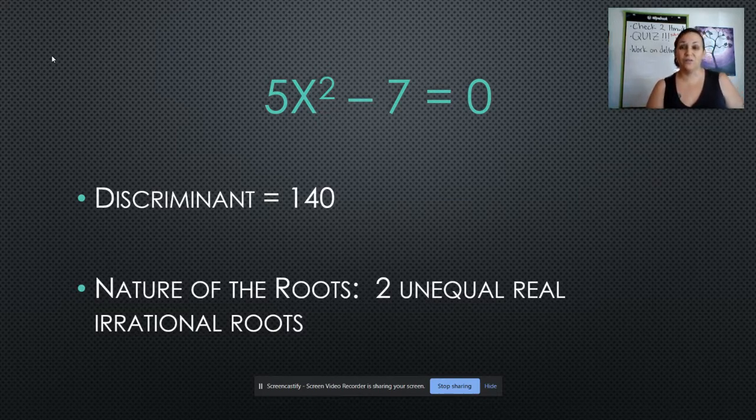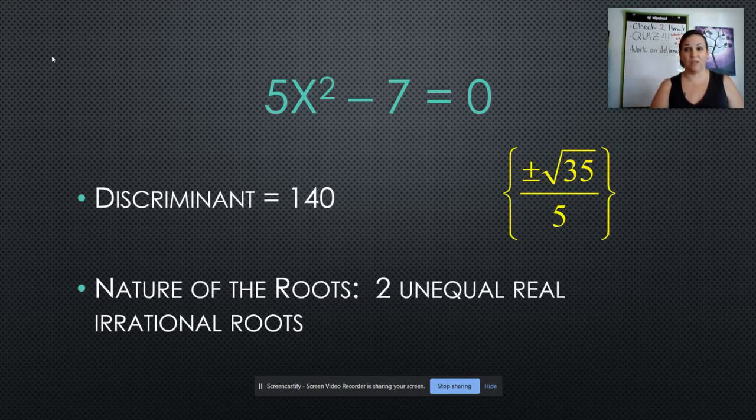Now again, 2 means there's two answers. Unequal means they're not the same number. Real means I will not have a letter i in the answer. And irrational means my number is going to be crazy, horrible. Essentially, it means that there's going to be a radical in your answer, but it's not a pretty one.